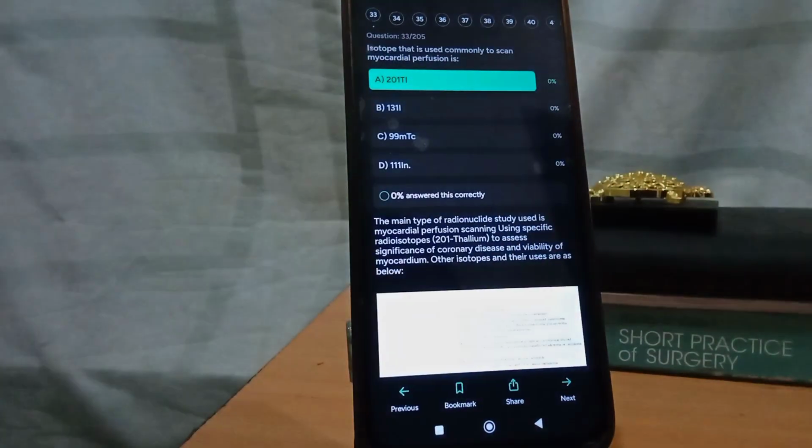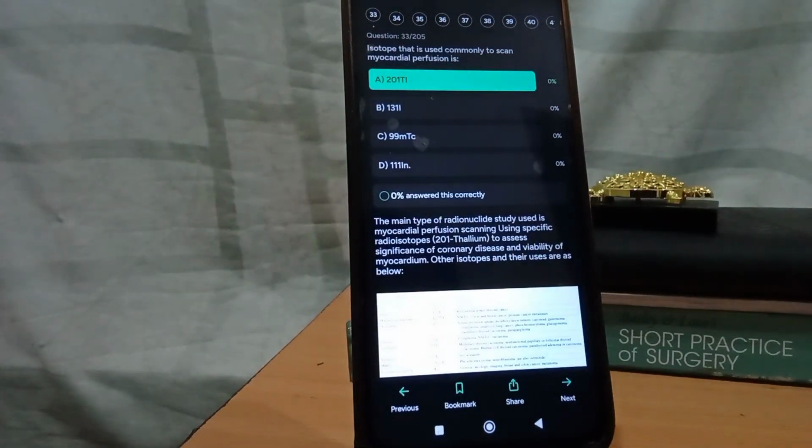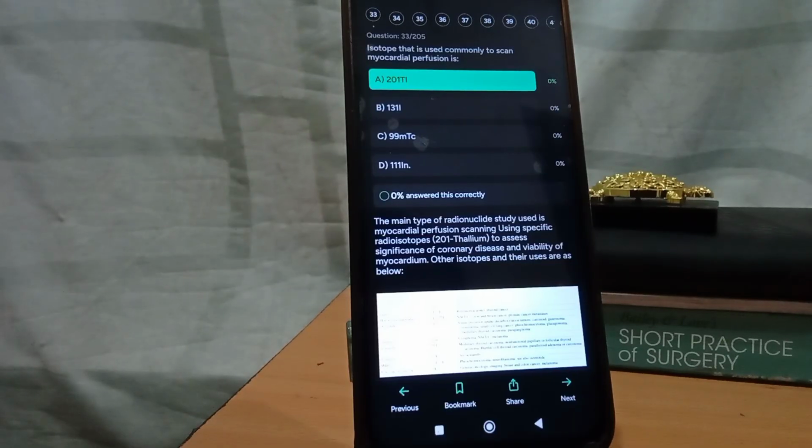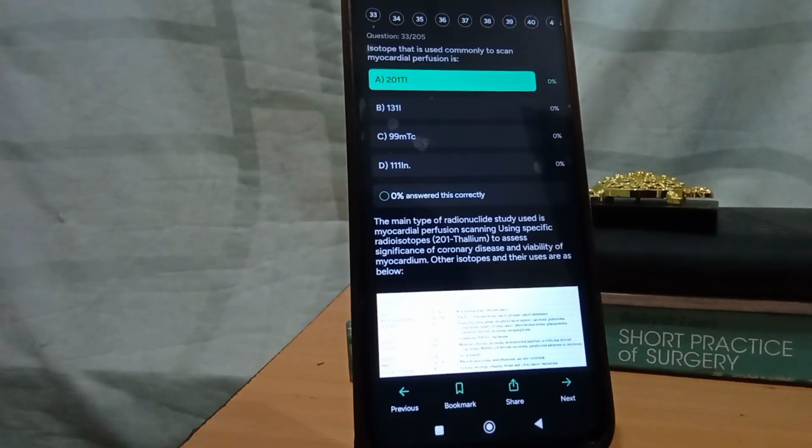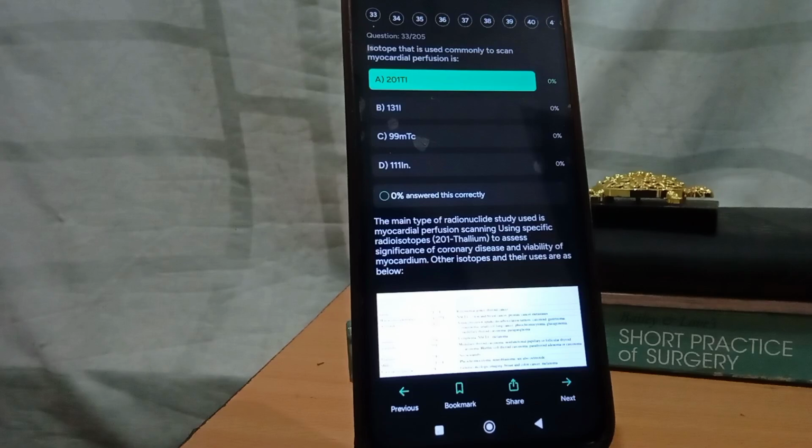So the next question is, the isotope that is used to scan myocardial perfusion. The main type of radionuclide study used in myocardial perfusion scanning uses the specific radioisotope 201 Thallium to assess significance of coronary disease and viability of the myocardium. Other isotopes and their uses are as below.